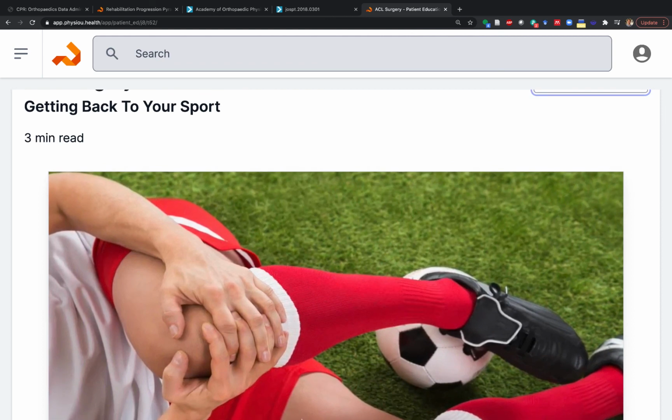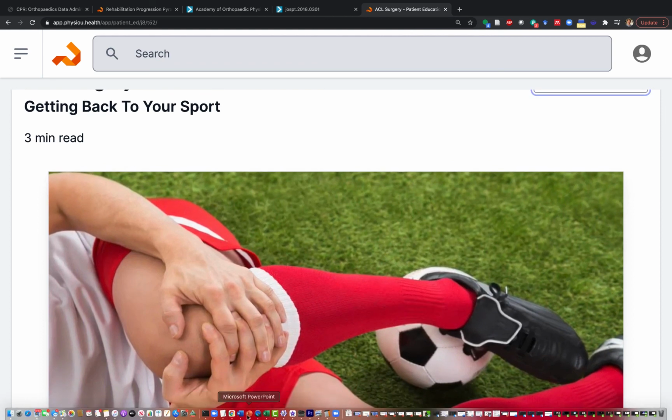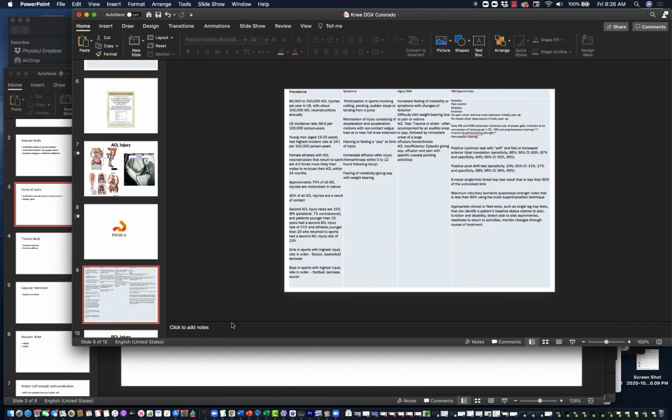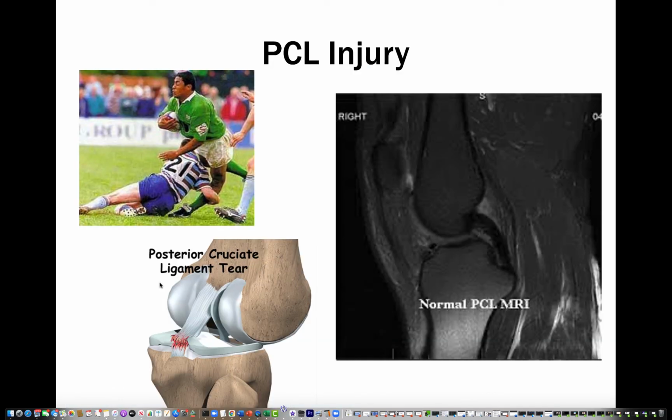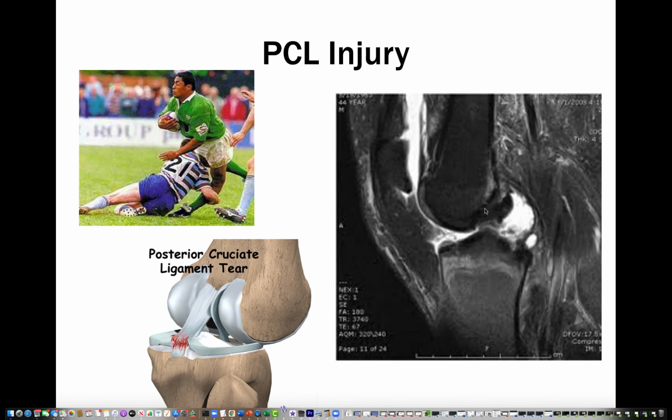Let me talk briefly about PCL injury. So if we go back to the PowerPoint, what I want you to see here is the PCL injury is opposite to the ACL injury. The tibia now moves too far posteriorly. Here you see the normal PCL. Here you see the disrupted PCL.